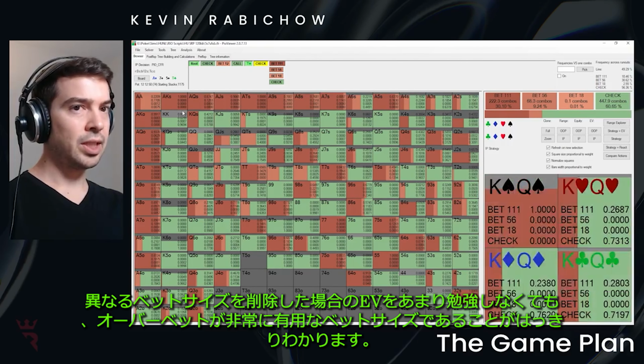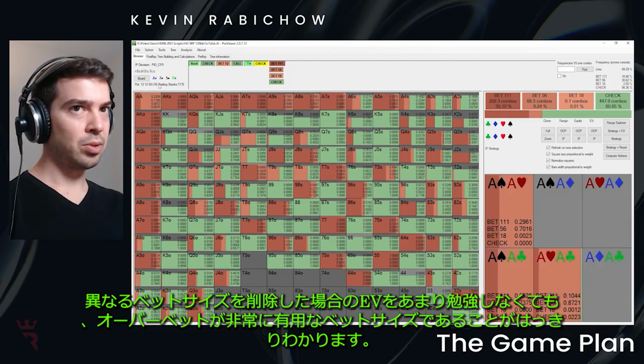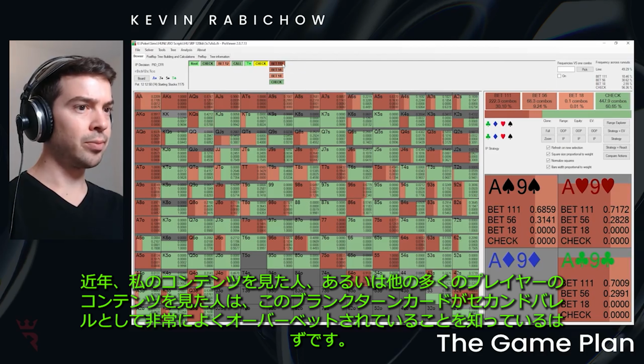So here is a clean example of a blank turn card where the strategy, without even doing much research into the EVs of removing different bet sizes, we can see pretty clearly that overbet is a very useful bet size. And anyone who's watched my content, or I'm sure a lot of other players' content in recent years, knows that these blank turn cards are very commonly overbet as the second barrel.